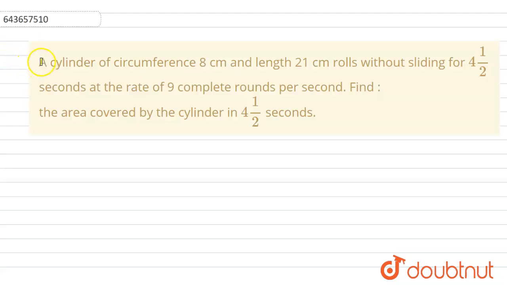Hello, in this question, we are given the statement: a cylinder which is having a circumference of 8 centimeters and length 21 centimeters rolls without sliding for 4.5 seconds. Over here, the circumference is given of the cone.